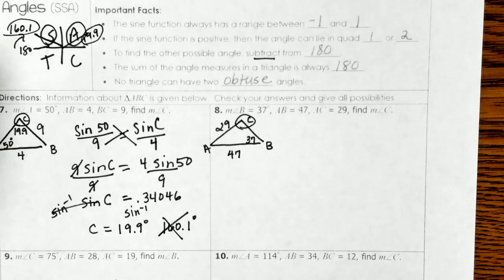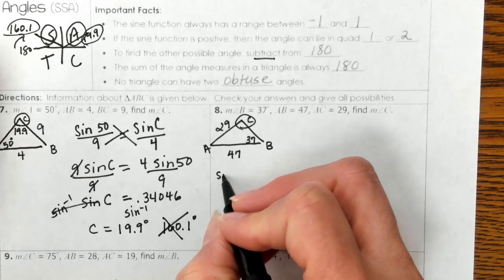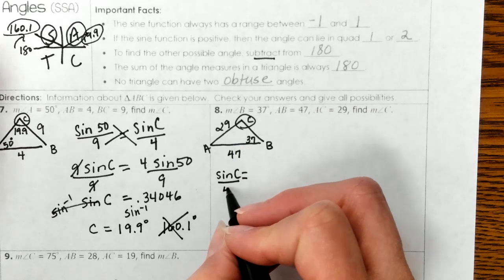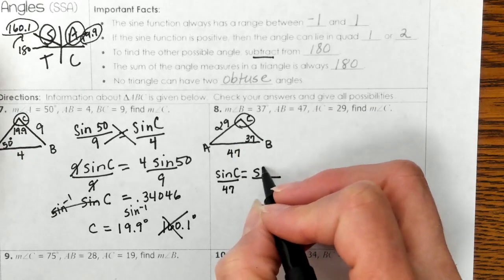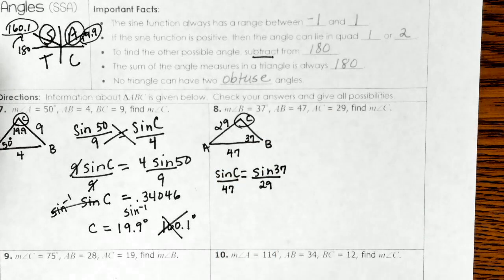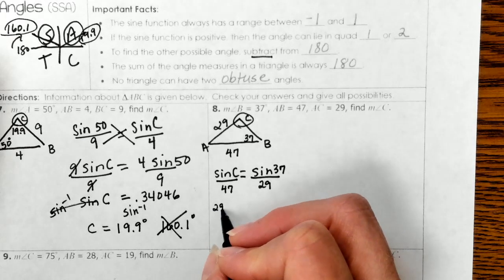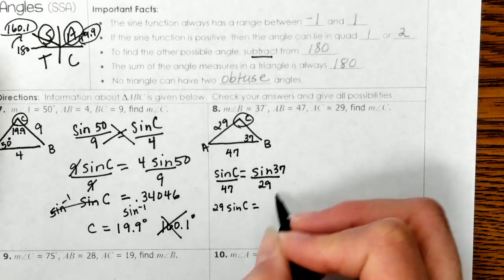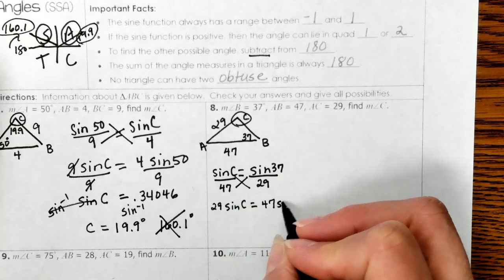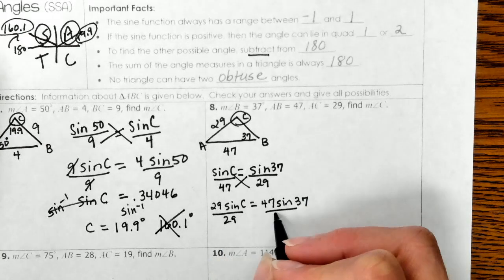So if we're setting this one up, I would do sine of C over 47, and then it equals sine of 37 over 29. And I would cross multiply. So we end up with 29 times sine C go in that direction. The other direction, we are going to have 47 times sine 37. We would divide by 29.